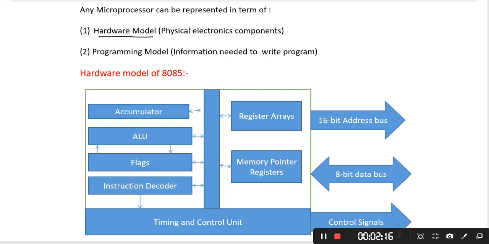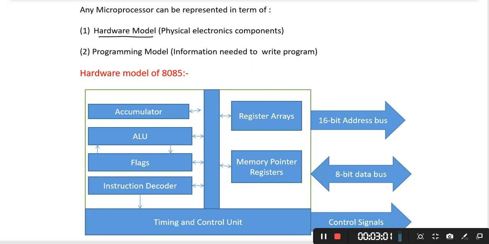If we talk about the simpler hardware model of the 8085, it contains an accumulator. The accumulator is a register. It has an ALU, that is the arithmetic logic unit, and a flag register which is updated whenever any operation is taking place in the ALU. So flags will be changed based on the operation. It has an instruction decoder. It will decode the instruction that is read from the memory and do the operation according to the opcode.